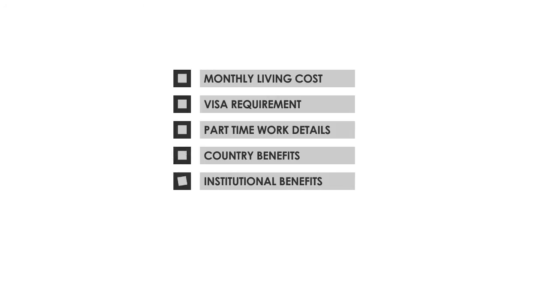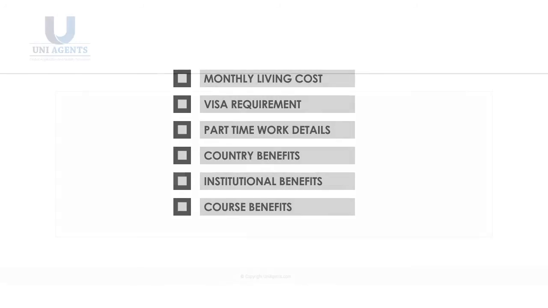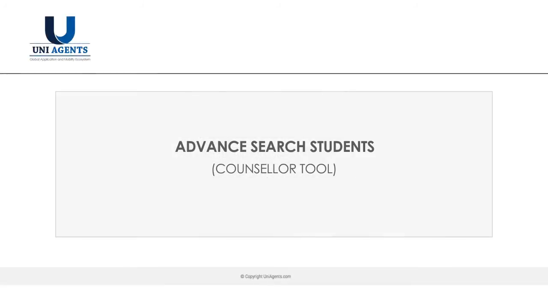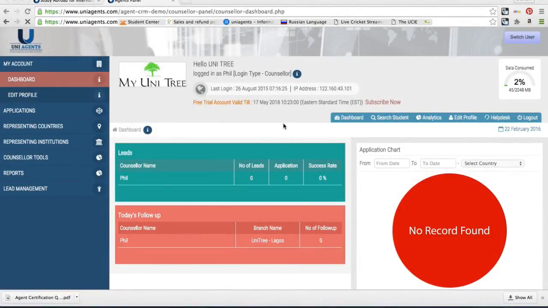So again, one of the things everybody asks for is further enhancement of the student quotation. The new student quotation will include monthly living cost, visa requirements, part-time work details, country benefits, institutional benefits, and course benefits. Another top feature requested several times by various users was the ability to search students or leads on the system, which would probably have been added by other counselors or other branch officers, to avoid duplication.